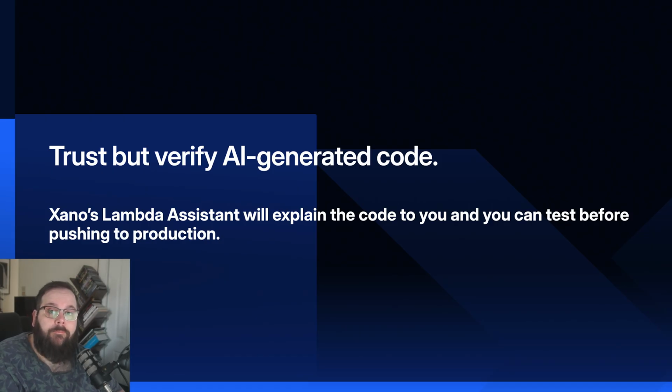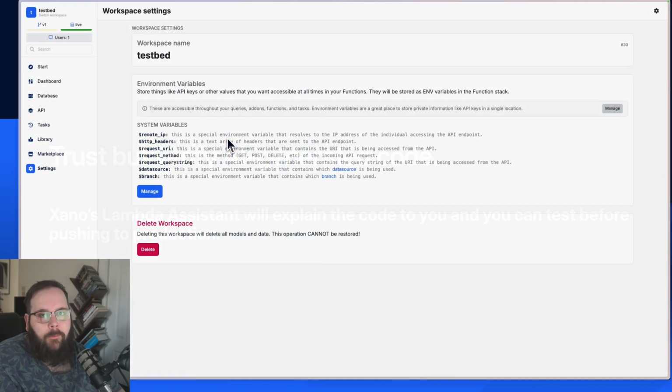put it into production. If you're using the AI Lambda Assistant, you can continue to converse with it to troubleshoot any issues that might arise. You're typically not ever going to get perfect code first try from an AI.